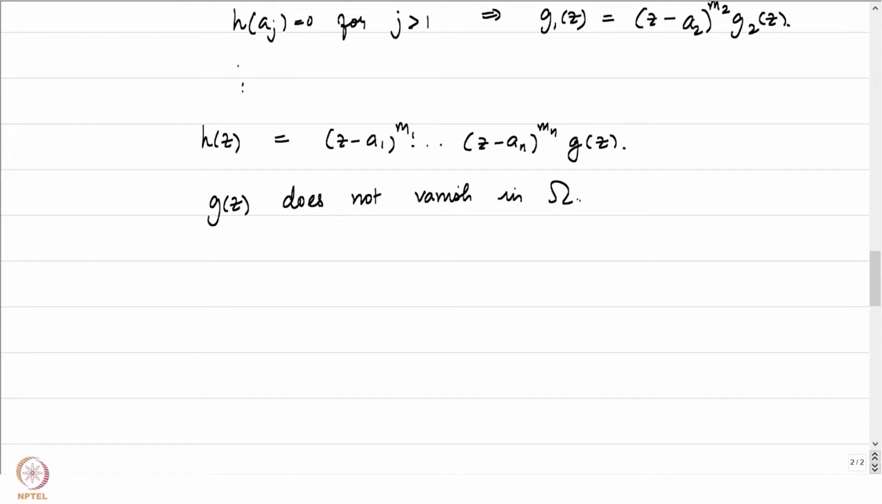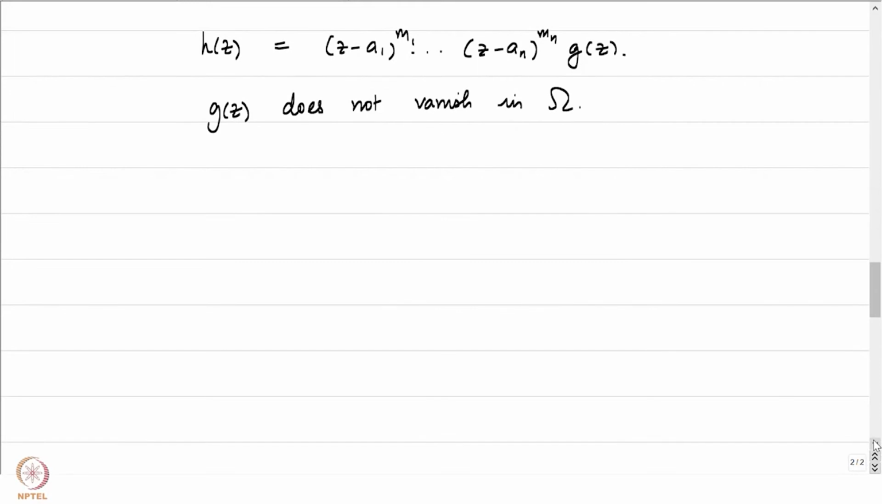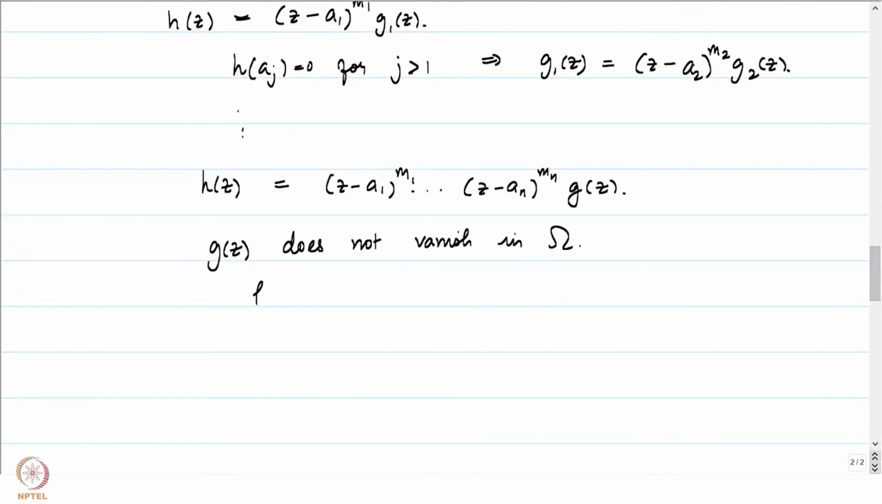The only points which map to alpha by f are the zeros of h, and we know that a1, a2 up to an are the points which map by f to alpha, and therefore these are the zeros of h. And we have already ensured that the function g that we get will not vanish at these points. So g does not have any zero in the domain omega. And that's something which we are going to use crucially, because if you look at h prime of z by h of z in omega minus a1 to an, what is this function going to be?